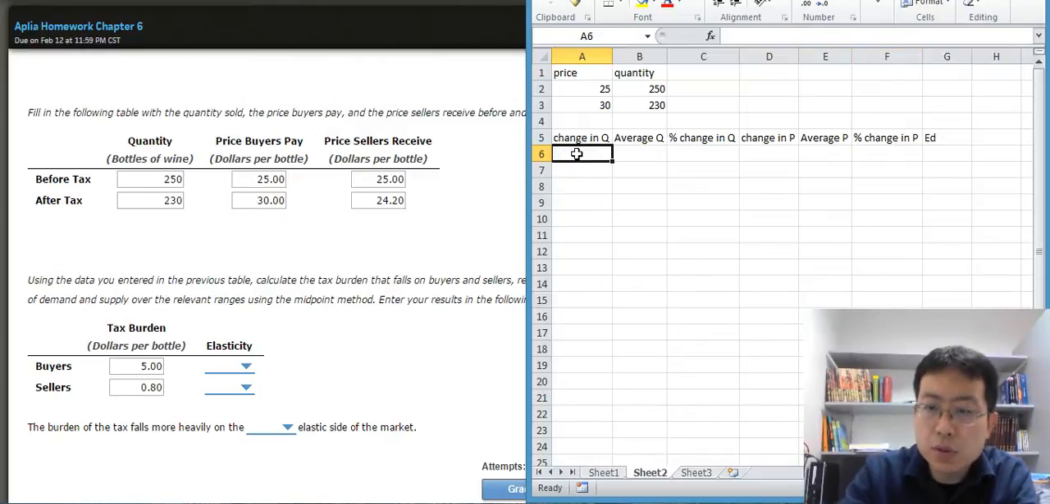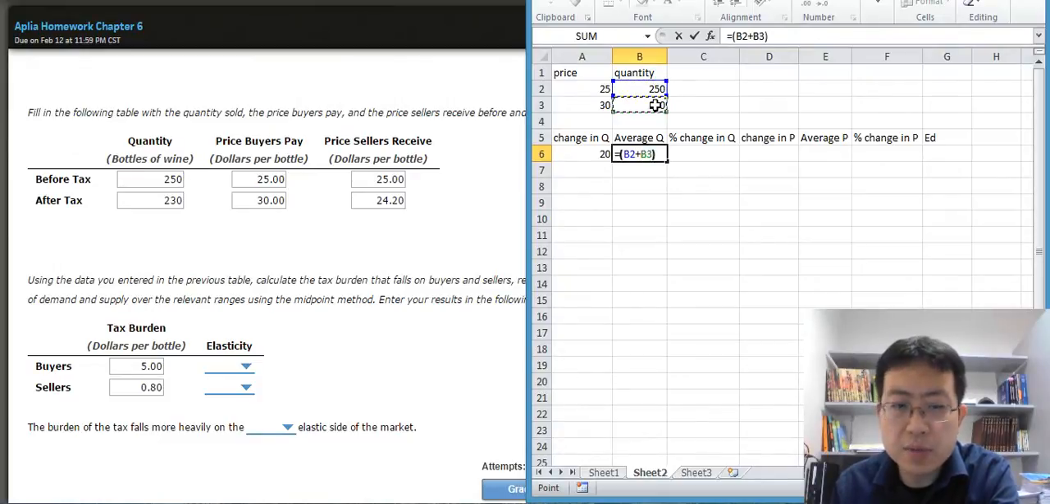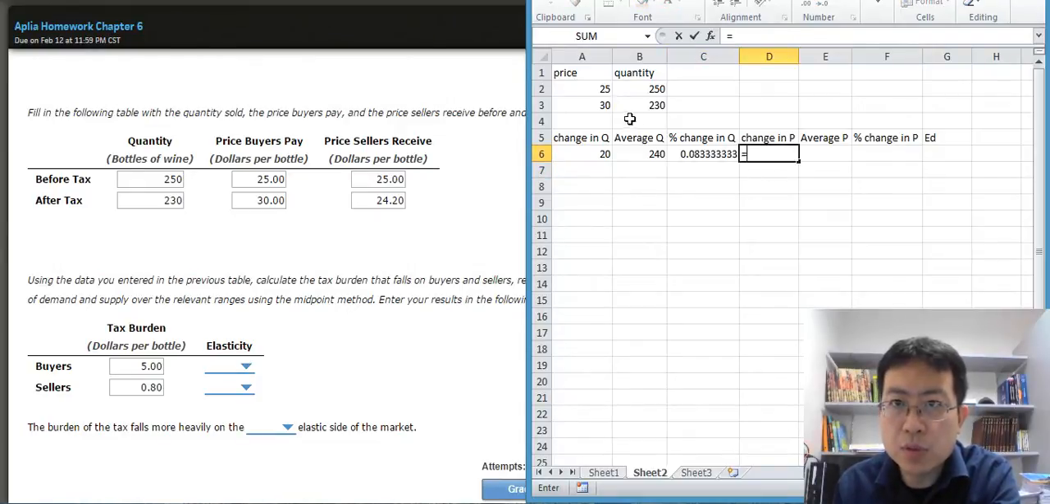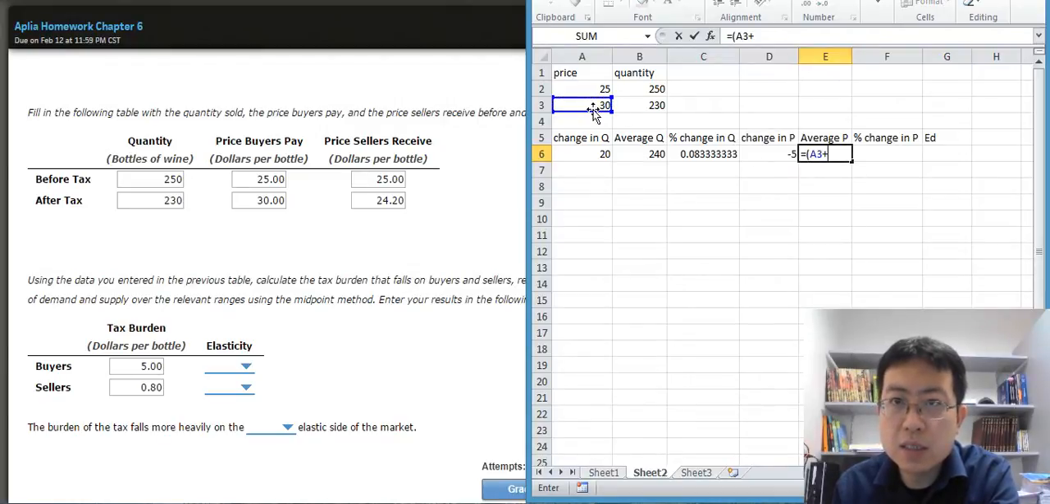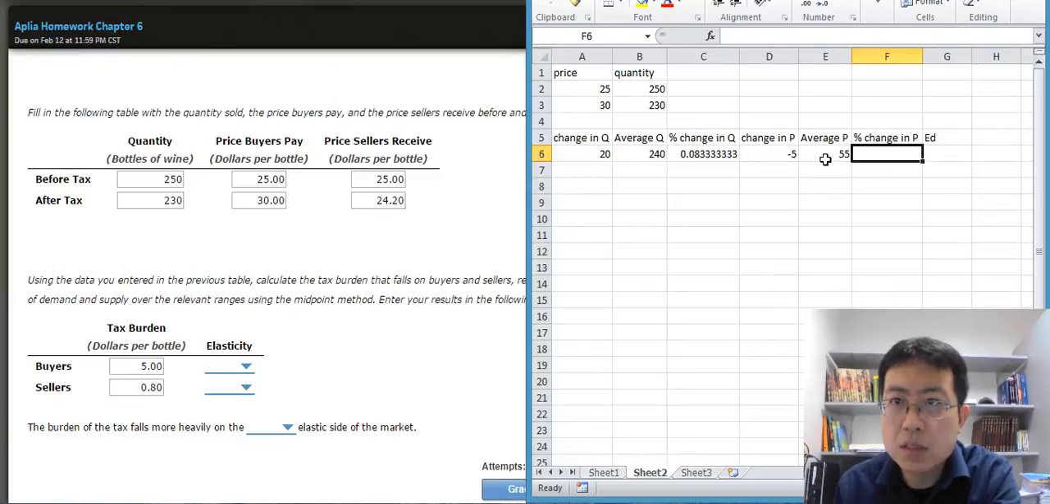Okay, so the change in Q, we're gonna do equal sign, and then quantity, let's do 250 minus 230. Give you 20, and then average of the quantity, so equals to parentheses 250 plus 230, and then divided by 2. Percentage change in Q. I'm going to do 20 divided by 240. That's your percentage change in Q. And then for change in price, this one equals to 25 minus 30. And then the average of the P. So let's do equal sign parentheses 25 plus 30, divided by 2. And the percentage change in P equals to 5 divided by 27.5.